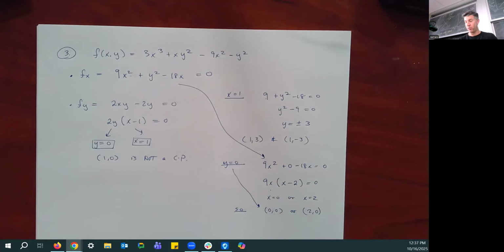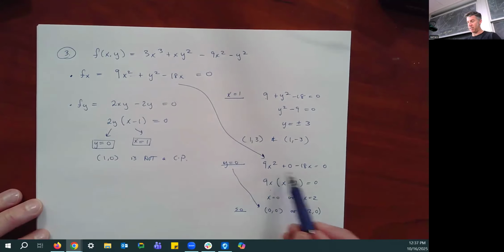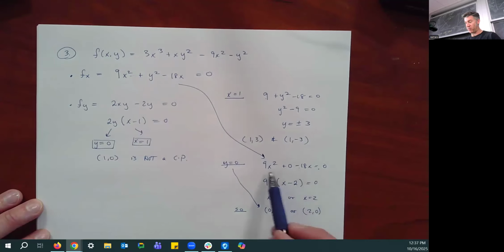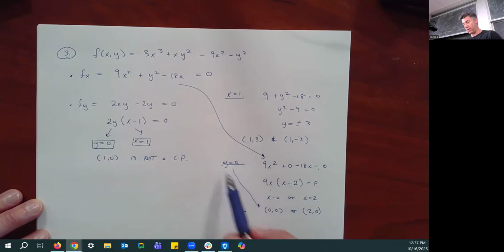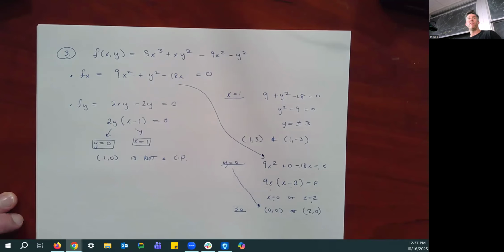So those are the other two critical points I'm getting. I've got 9x squared minus 18x equal to 0. I factored out the 9x to get 9x times x minus 2 equal to 0. So letting y equal 0, I get either x equal to 0 or x equal to 2. So my other two critical points are x is 0 and y is 0, or x is 2 and y is 0. So we have four whole critical points here. You don't need to do this if you know you're right, but you could go back and plug any of these critical points into each equation, and both equations will equal 0.